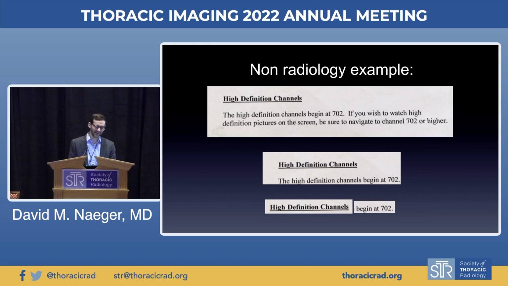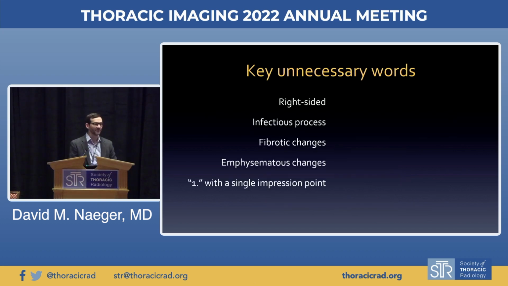Okay. So that's what we should be doing, but we actually have a tendency to go the wrong direction, right? We love adding nouns to sound smarter. So instead of right-sided, it's just the right. We also love taking nouns, turning them into an adjective, and then putting a nondescript noun after it. This could be an infection or fibrosis, right? Emphysema. You can also drop numbers if you only have one.